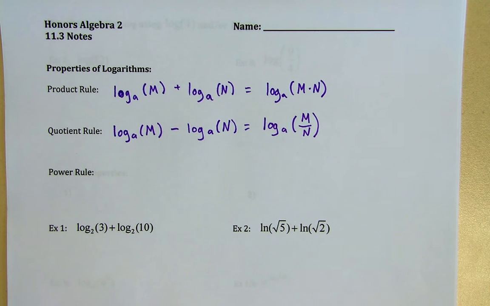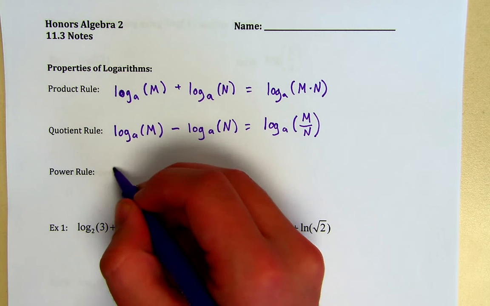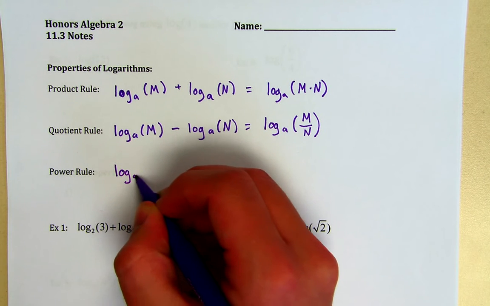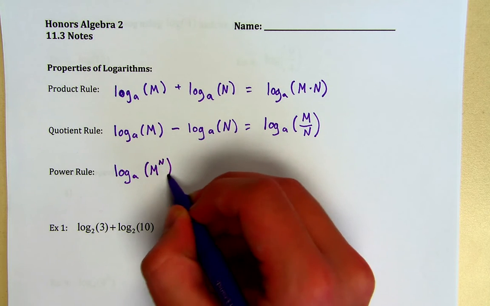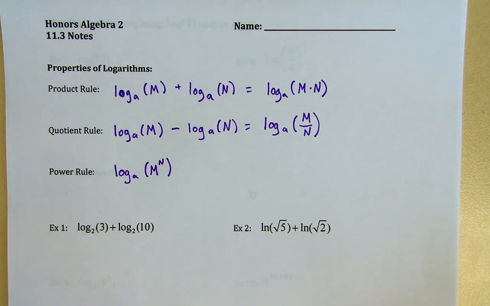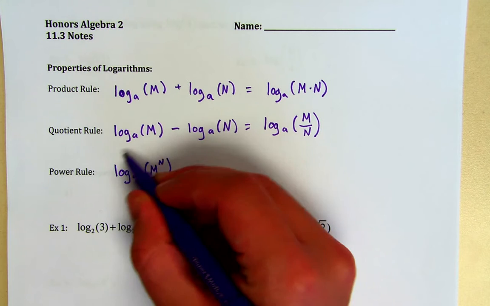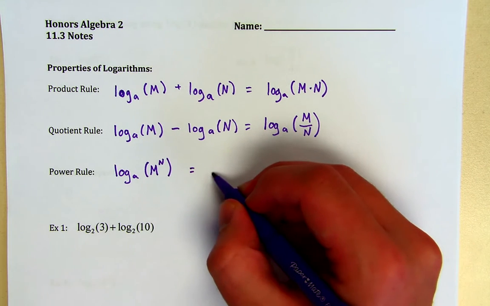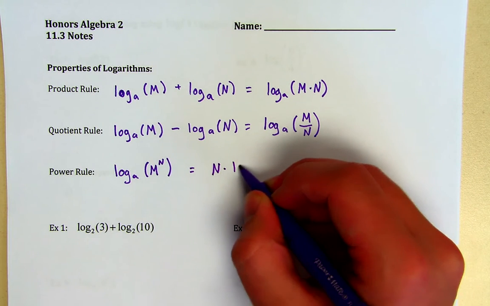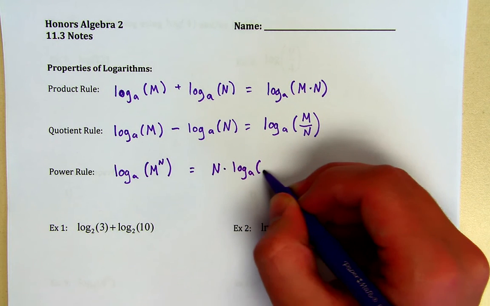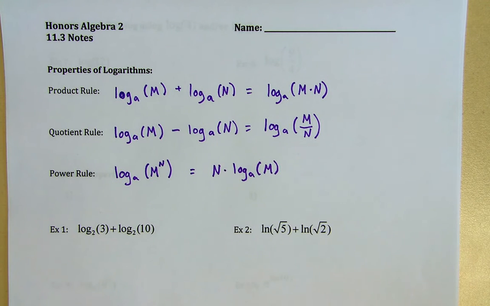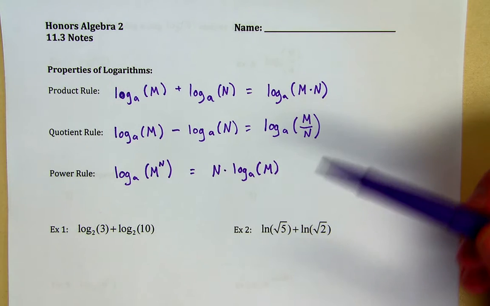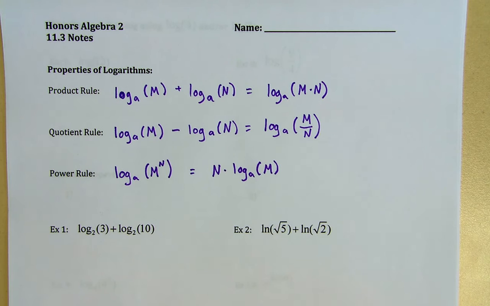Now the power rule works a little bit differently. That says if I have a log base a of something raised to another power, so m raised to the power n, I can take that power and write it in front of the logarithm. So I can have n times the logarithm base a of m. Now all of these properties actually work backwards as well, and we're going to see that in a little bit.